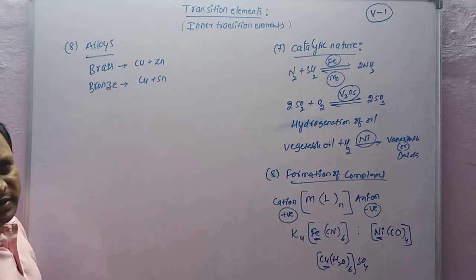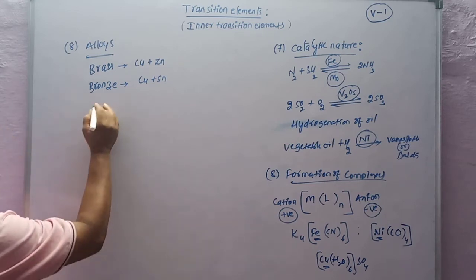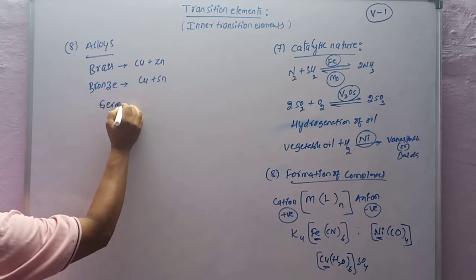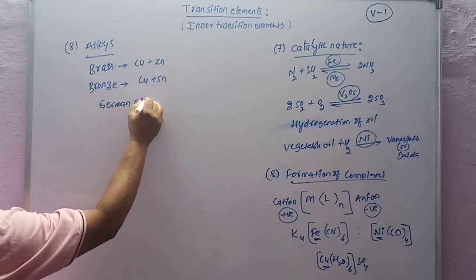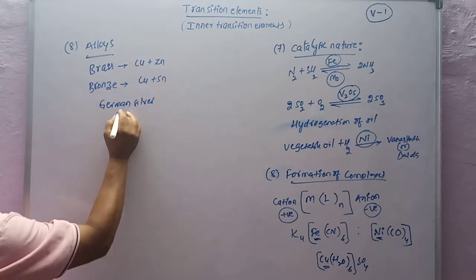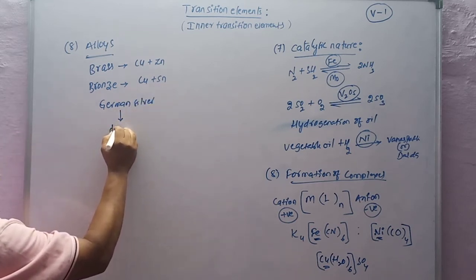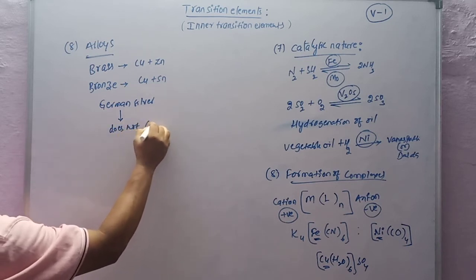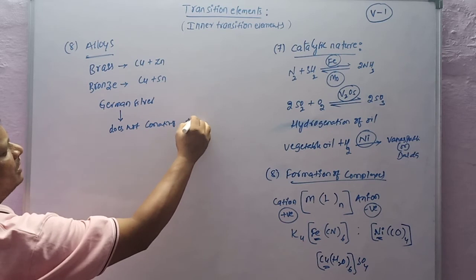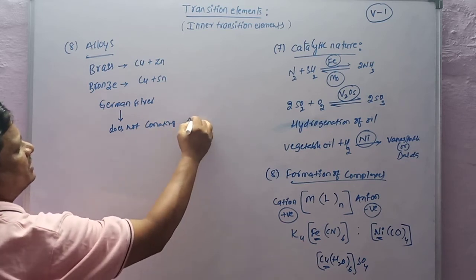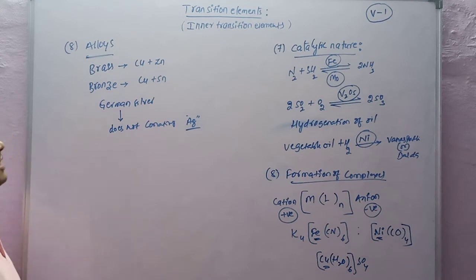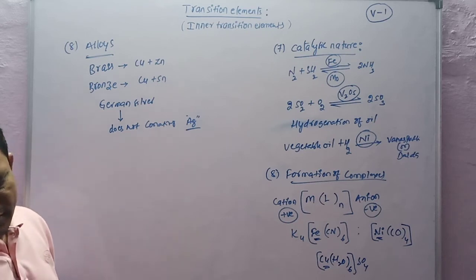German silver is also an alloy, but German silver does not contain silver. There is no silver present in German silver. It is a composition of copper, tin, and zinc. Bell metals and duralumin are all alloys of the transition elements. So these are the properties of transition elements.